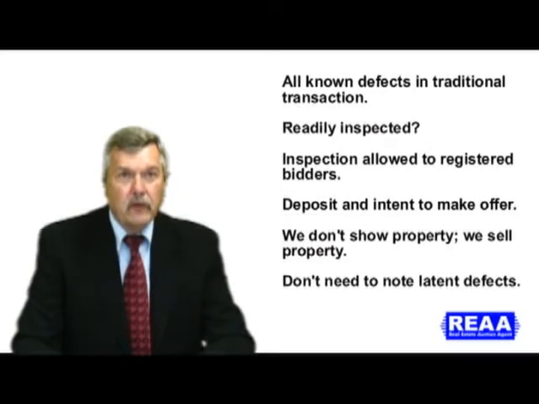All known defects in a traditional transaction are readily inspectable. The seller allows the buyer the right to inspect the property. If they want to buy the property and want an inspection, it's at their risk and expense. If something turns up and they desire not to go forward with the transaction, they don't have to bid at the auction sale. If they buy the property and then do an inspection prior to closing and something comes up that they're not satisfied with, it is not the seller's responsibility. It is the responsibility of the buyer to correct that to their satisfaction.